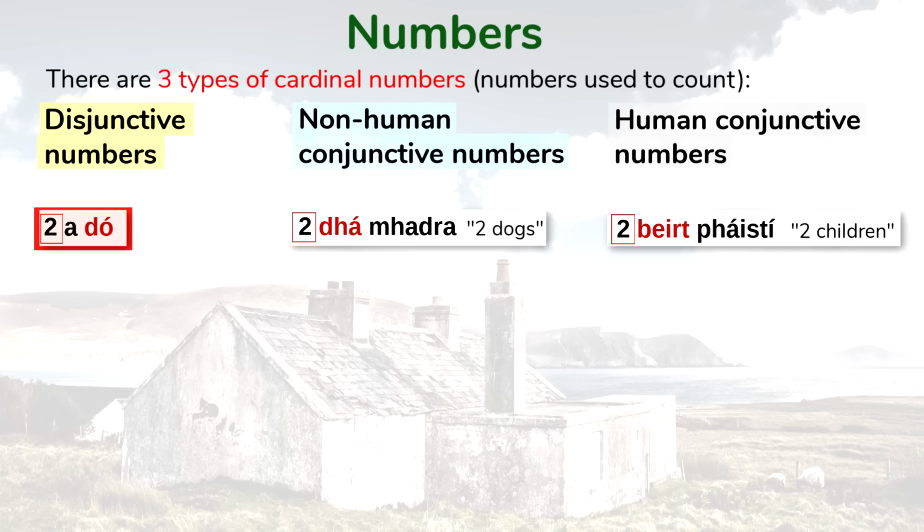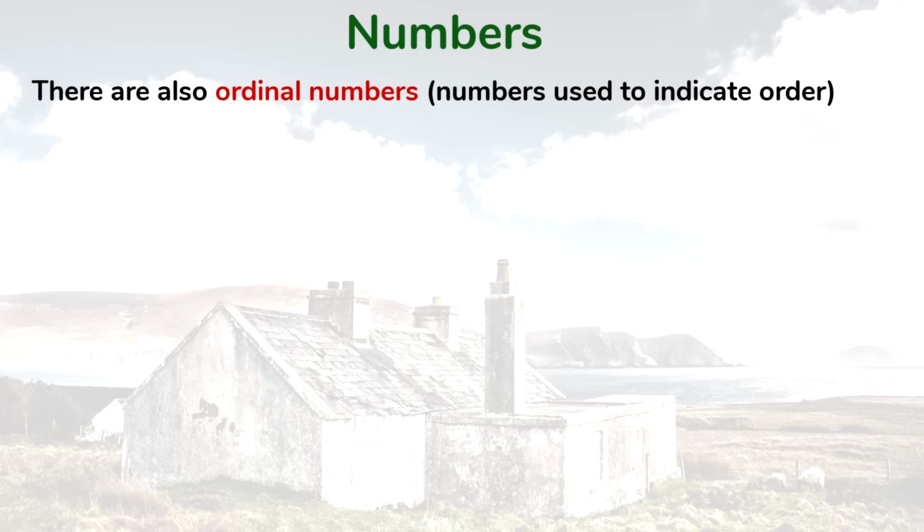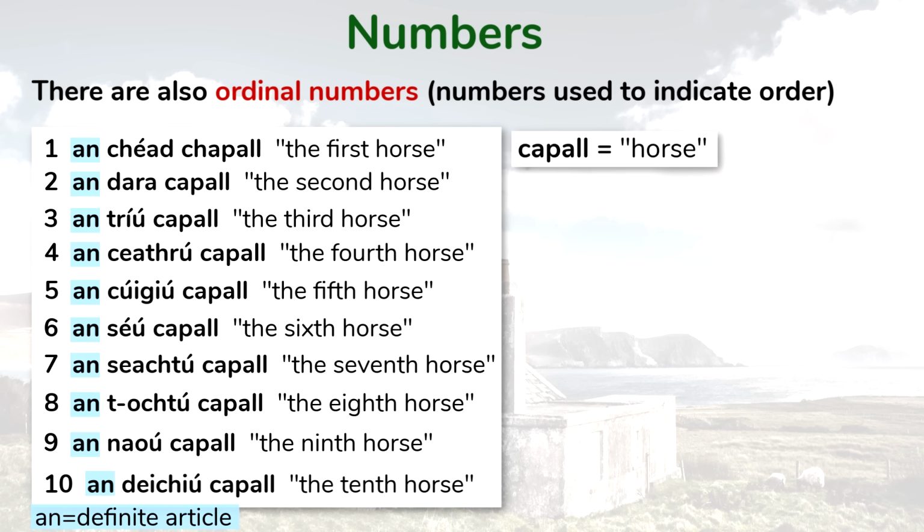Counting to 2, a dó. 2 dogs, dhá mhadra. 2 children, beirt pháistí. And there are also ordinal numbers, numbers we use to indicate order, like first, second, etc. Most of these are related to the cardinal numbers, but have different suffixes or other differences in form. But this one is completely different.